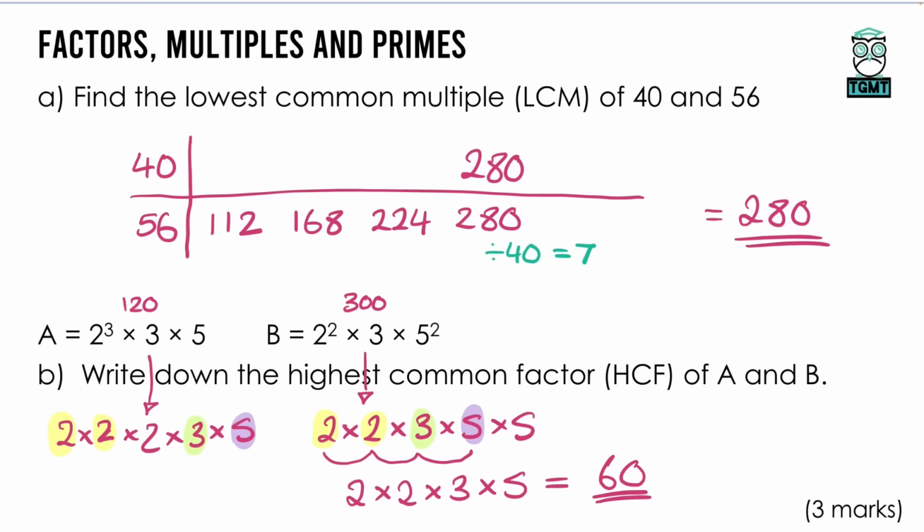And of course, if you're not given the numbers in prime factor form, you can write down the factor pairs and identify which is the highest, or of course, you could actually turn them into prime factor form and then use this method as well.